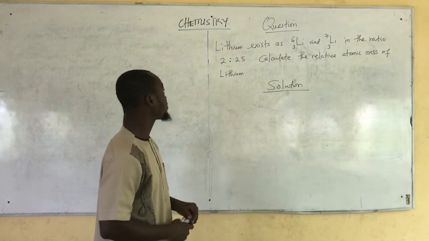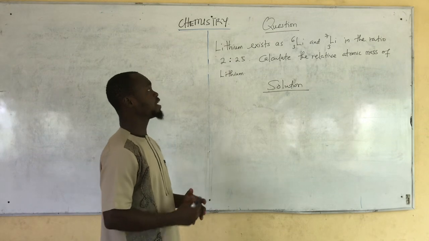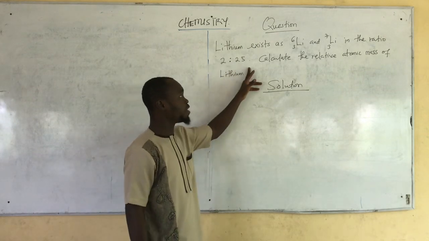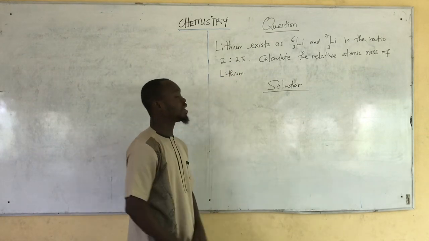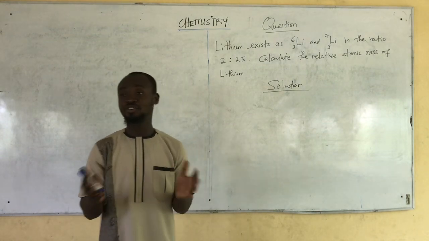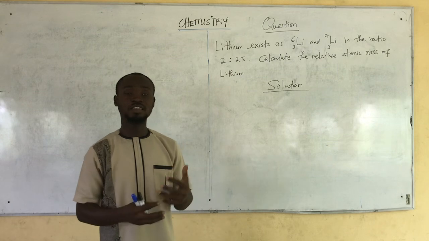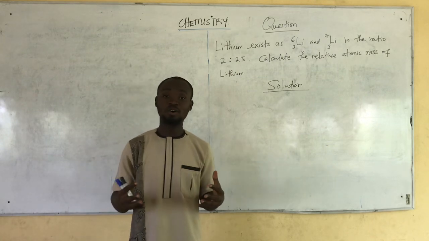So we have another question. Lithium exists as lithium 6 and lithium 7 in a ratio 2:25. Calculate the relative atomic mass of lithium. So this time around, we are given a ratio. In a previous example, we looked at percentage calculation, fractional calculation, even when the percentage is not given, or when the abundance is not given.